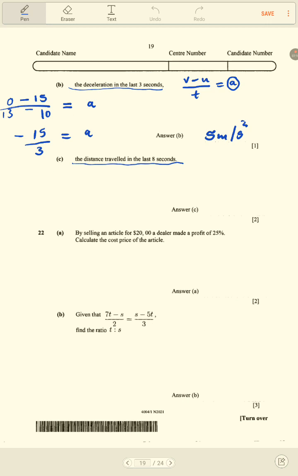So the area, we say half sum of parallel sides, and the parallel sides are 5 and 8, times the perpendicular height, which is equal to 15. So here we are saying 5 plus 8 is equal to 13. 13 times 15 all over 2.